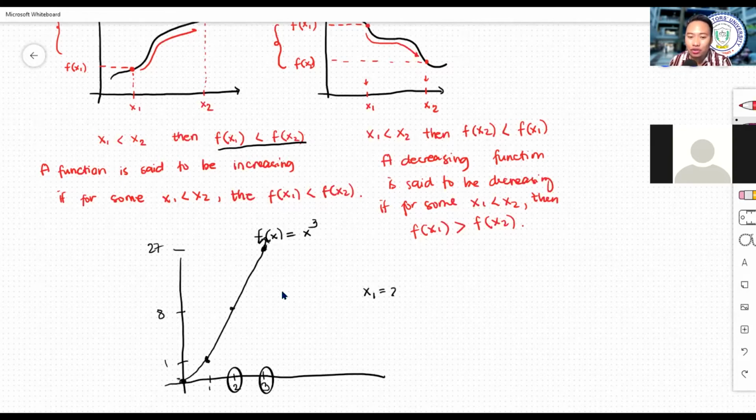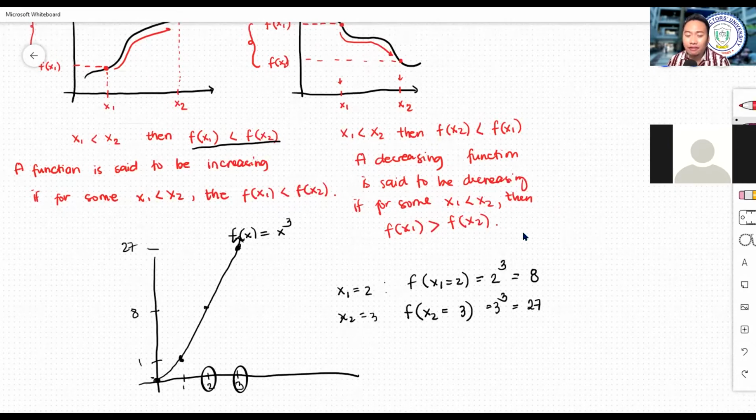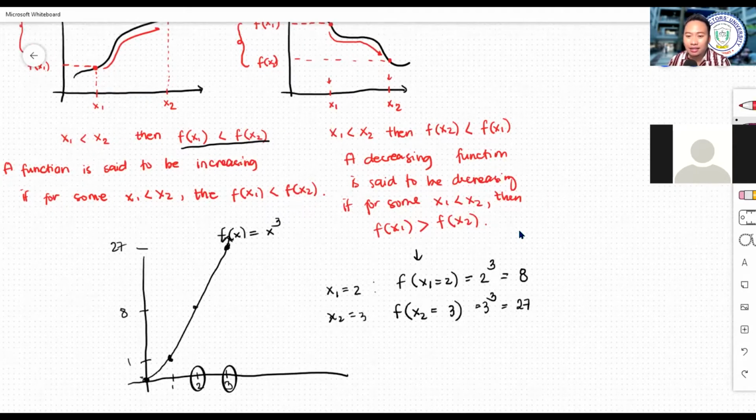Our x sub 1 is 2. Our x sub 2 is 3. So f of x sub 1, equals 2, is 2 raised to the power of 3, which is 8. And then our f of x sub 2, with x equal to 3, is 3 raised to the power of 3, which is equal to 27. So you notice, f of x sub 1 has a value of 8, and f of x sub 2 has a value of 27.